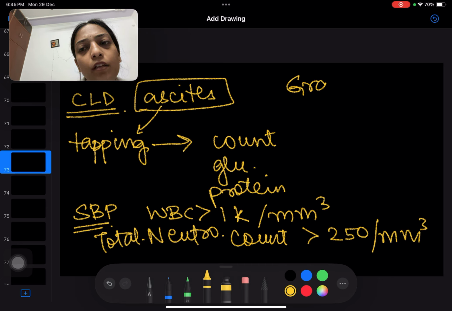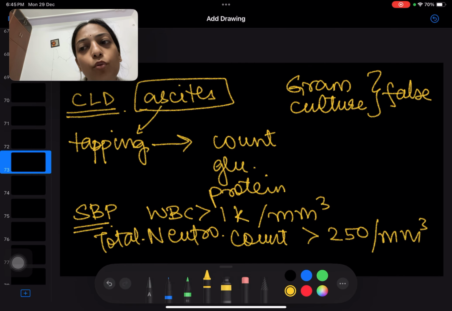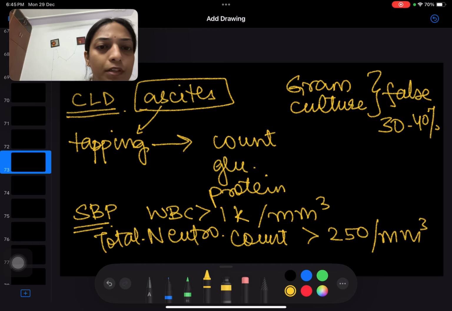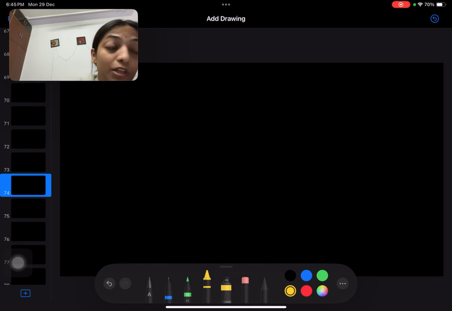Gram stain and culture is not very much recommended. Why? Because this is false for up to as high as 30 to 40% of the times. So it is not very reliable. It is not very much recommended.